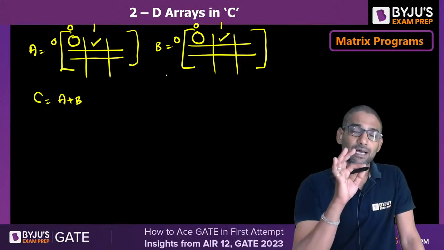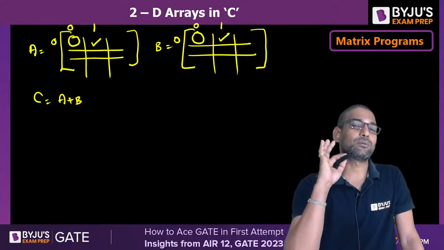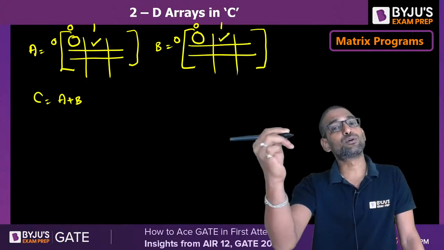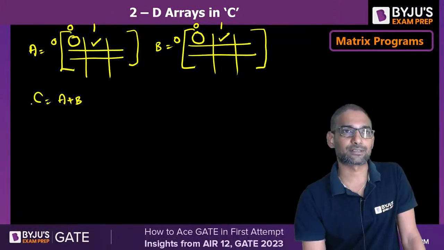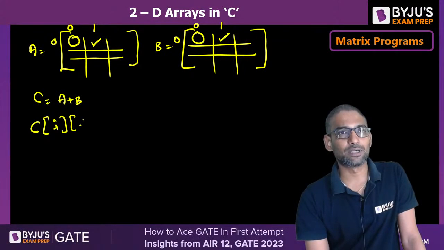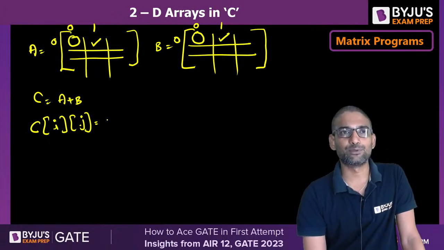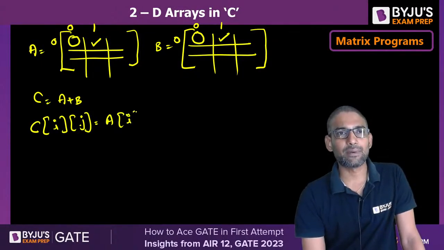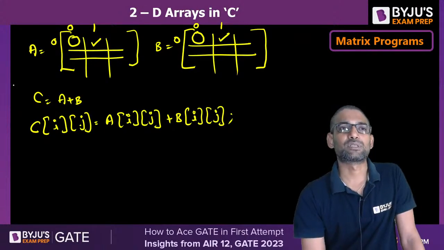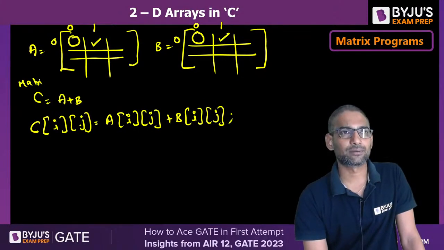That means ith row jth column of A matrix should be added with ith row jth column of B matrix. So what is the logic I can write? If I want the result matrix ij value, that is A matrix ij value plus B matrix ij value. So this is for matrix addition.